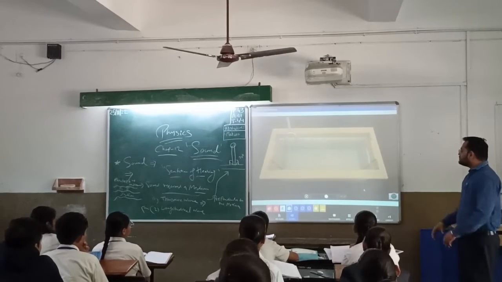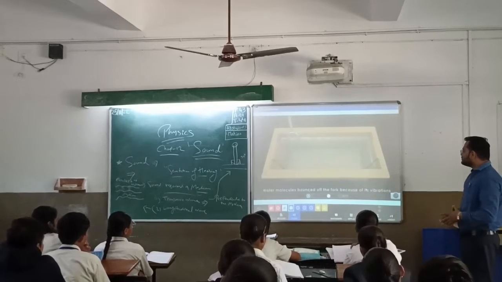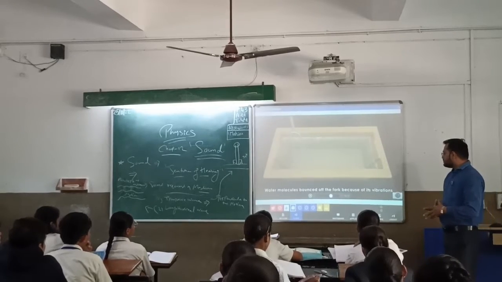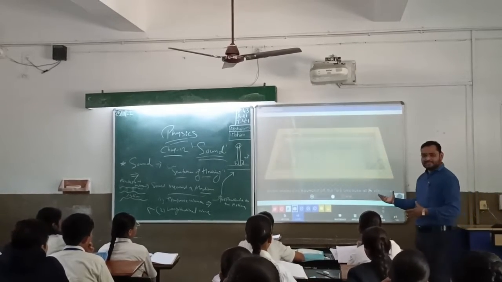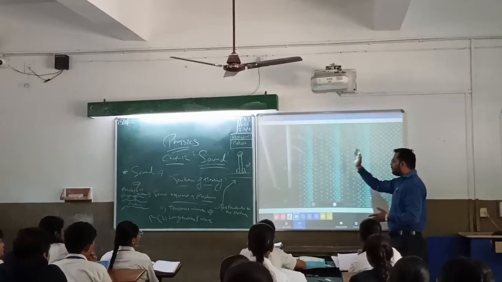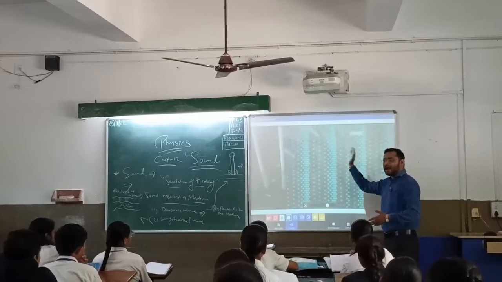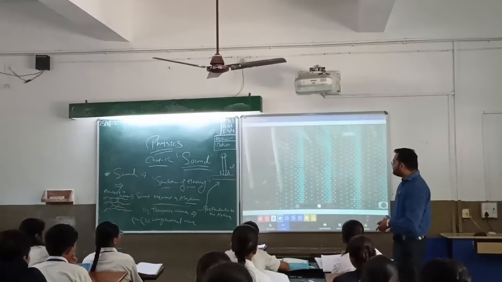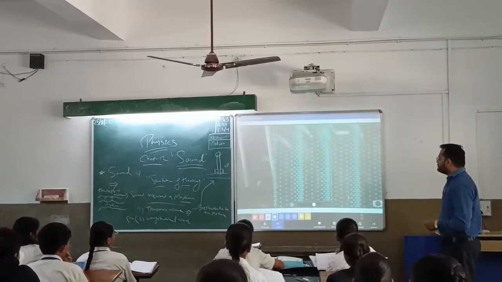When the tuning fork struck the surface, water molecules bounced off the fork because of its vibrations. The vibrations of the fork raised the molecules, and the layers moved up and down. That vibrated the molecules, which in turn vibrated the molecules next to them.